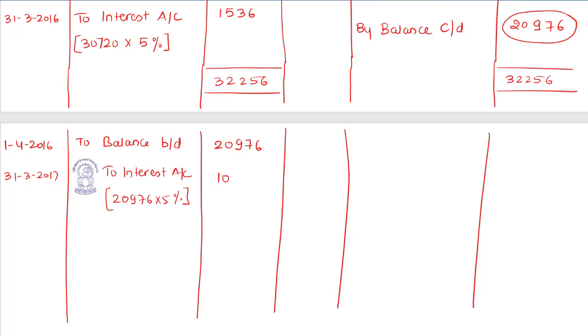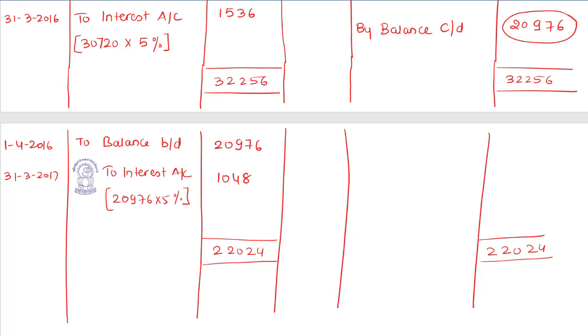It is 1,048. Do the totals quickly. 20,976 plus 1,048 is 22,024. Credit side total 22,024.